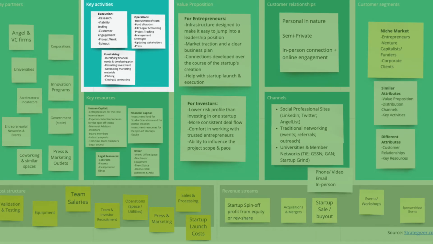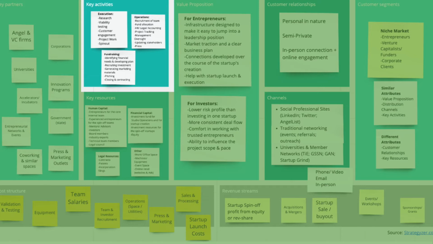Moving on to the key activities block, we get into the details a bit. There are three main activities that I've identified as the most important for the success of a startup studio, and these are execution, operations, and fundraising. Execution activities are like market research, viability testing, and project work. These all lead to the eventual spin out of the project and thus are critical.